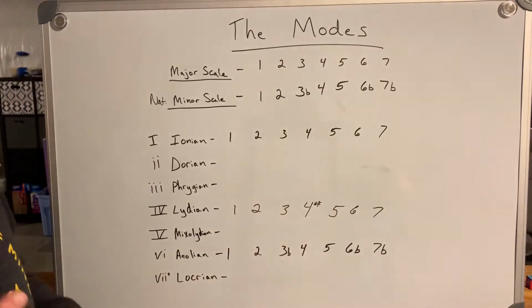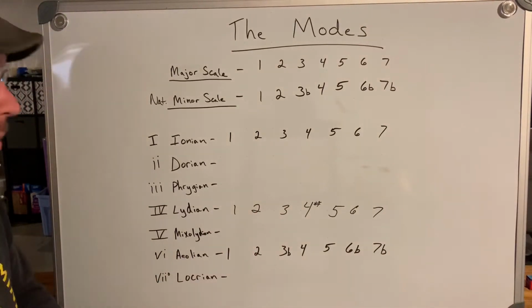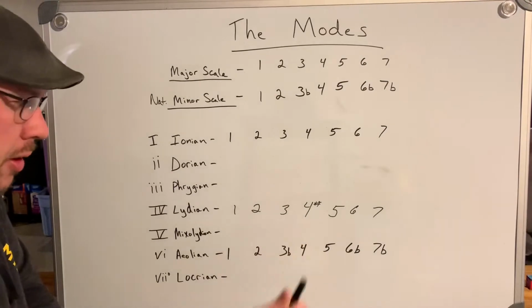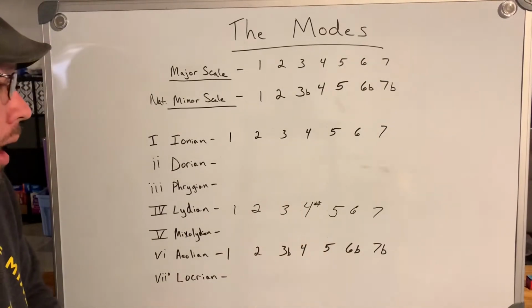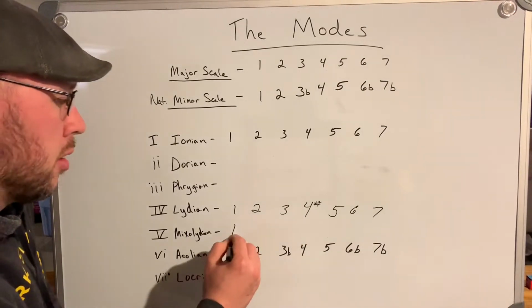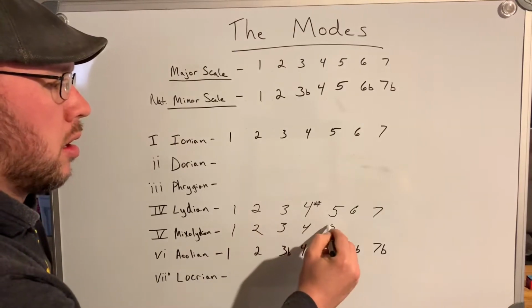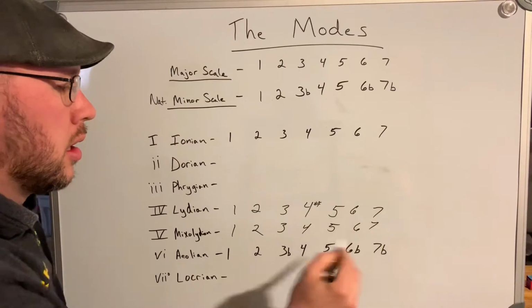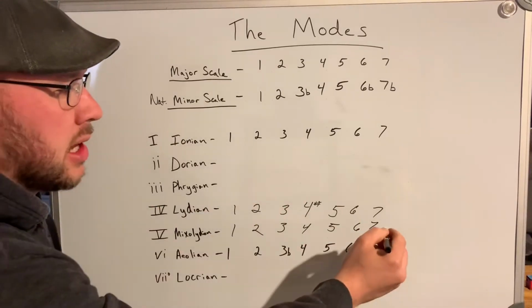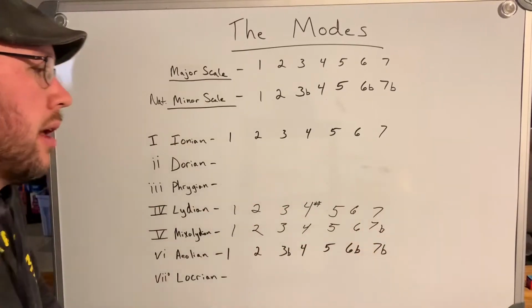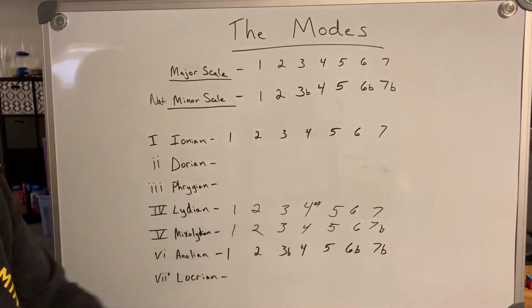It's a happier sound. It sounds a little happier than major because of that interval between the 3rd and the 4th. It's a whole step. Your Mixolydian is also a major quality mode. It's exactly like the major scale, except the 7th is flattened. You still have your major third, but you flatten the 7th down.